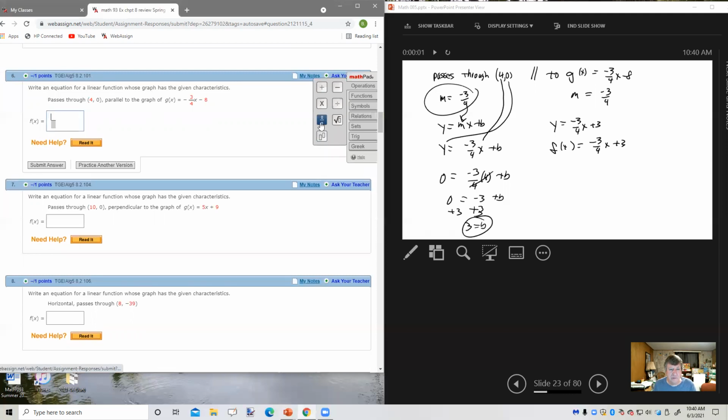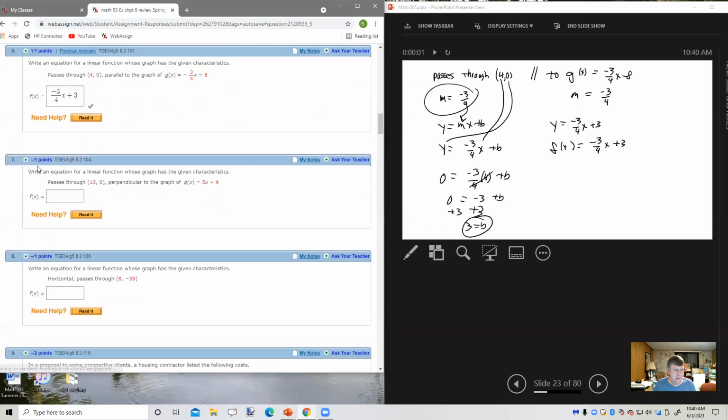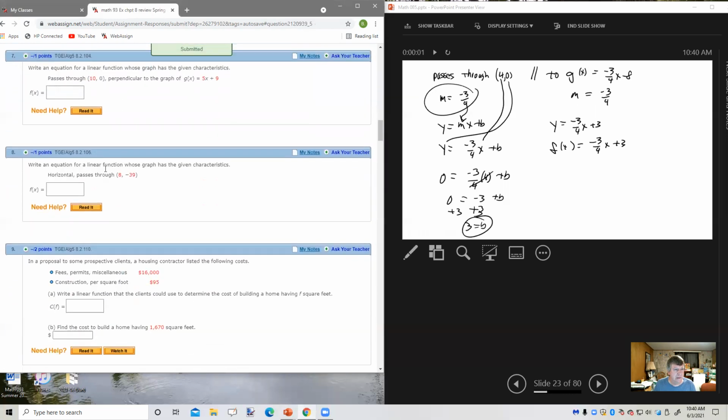Again, I'm going to use the fraction bar. So negative 3/4, move it over, x, and then plus 3. All right.